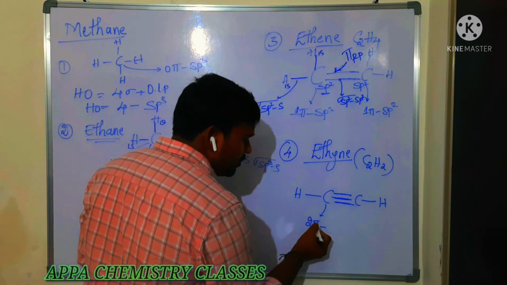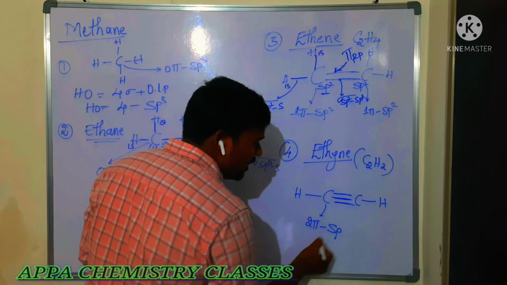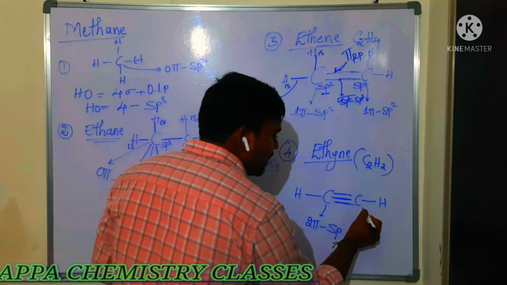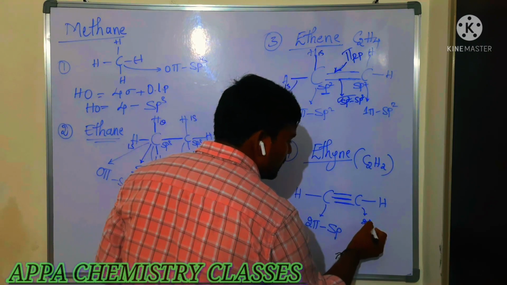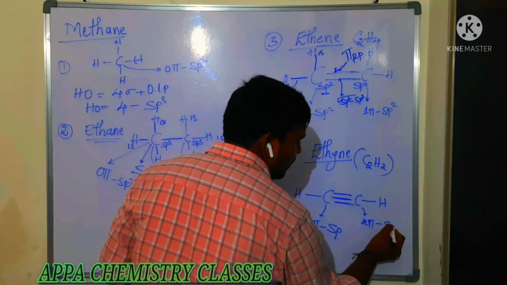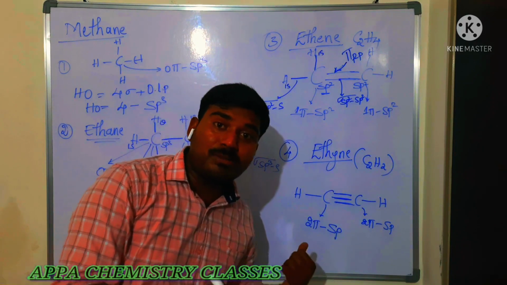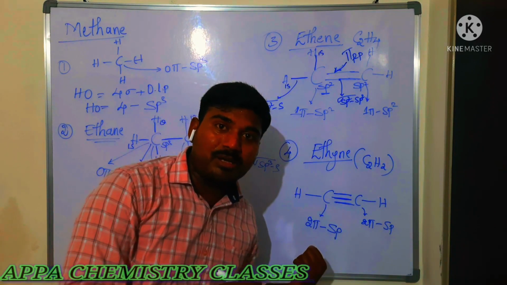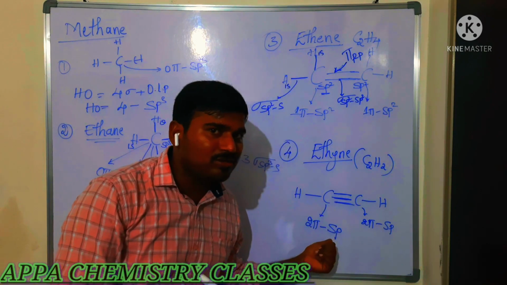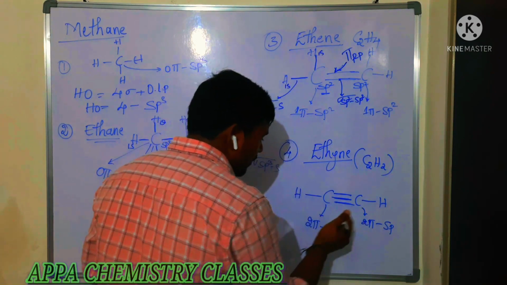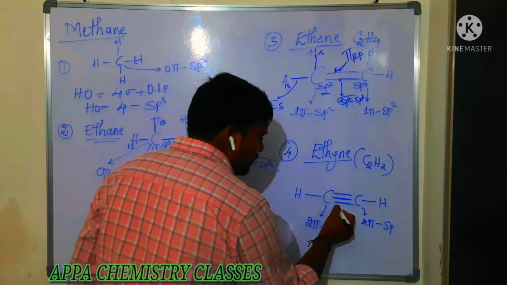So these 2 pi bonds, in the sense, which hybridization? Sp. It is also 2 pi bonds. This carbon is also surrounded with 2 pi bonds. It is also sp hybridization. Whether it is linear or non-linear, planar or non-planar molecule, it is a planar and linear molecule. Okay, so now in this case, this is sp orbital.